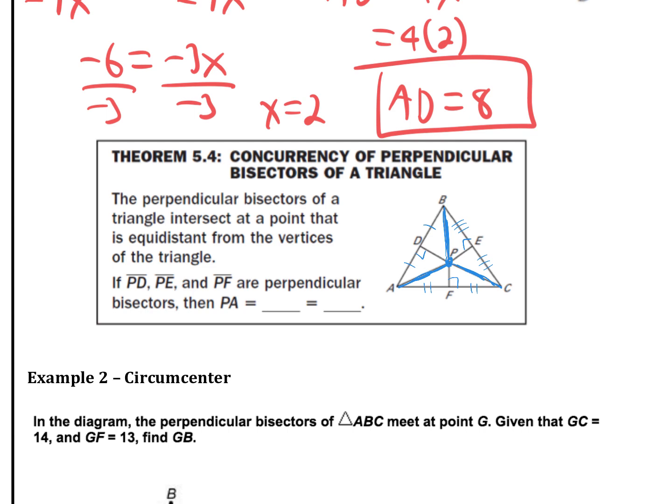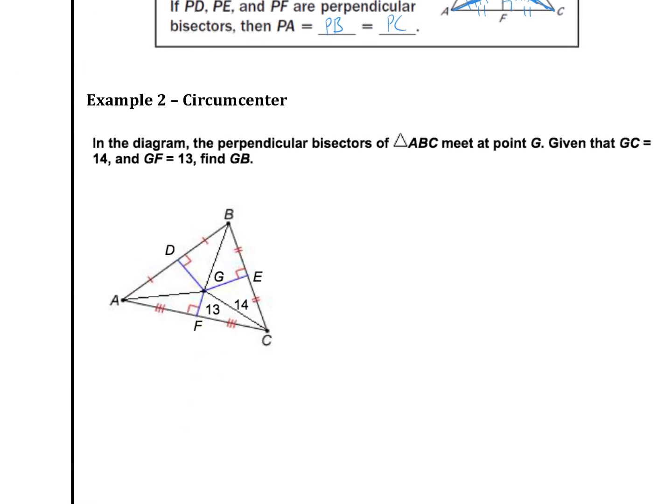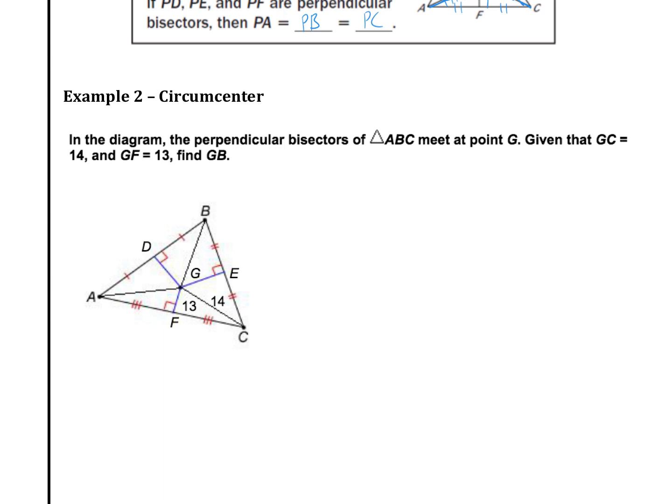So PA is congruent to what? PB and PC. Okay, so those are all equidistant. I'll put 4 tick marks here, 4 tick marks, 4 tick marks. All right. Sounds good. So let's get into this here now. It says, in the diagram, the perpendicular bisectors of triangle ABC meet at point G. Given that GC equals 14 and GF equals 13, find GB.